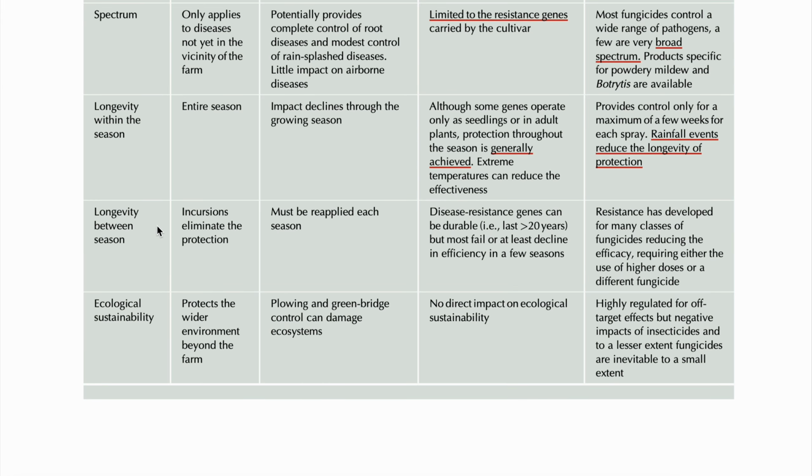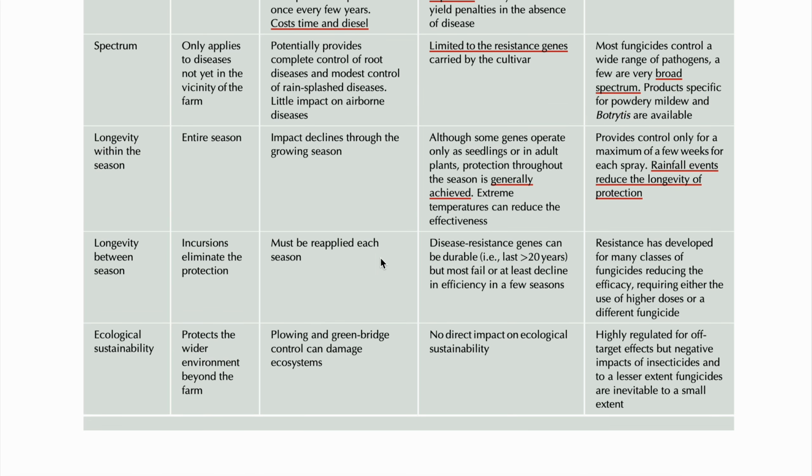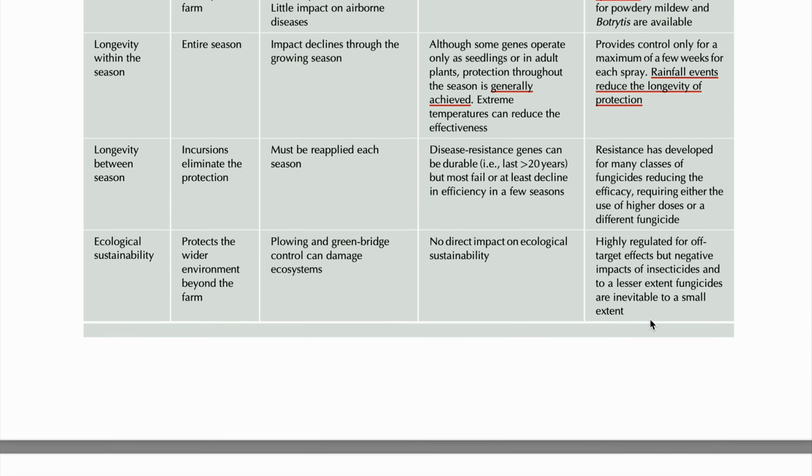Okay. Next, longevity between seasons. Incursions eliminate the protection. It must be reapplied each season. Disease resistance genes can be durable, but most fail or at least decline in efficiency in a few seasons. And for CPP, resistance has developed for many classes of fungicides, reducing the efficacy, requiring either the use of higher doses or a different fungicide.